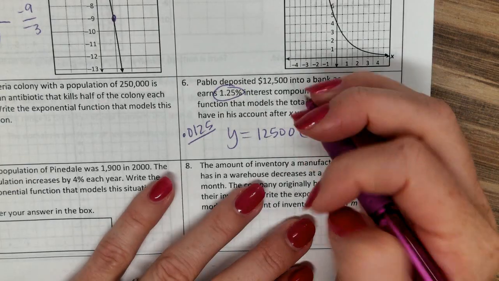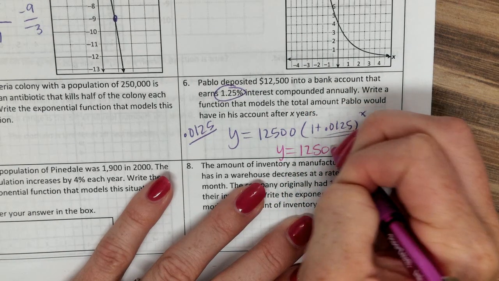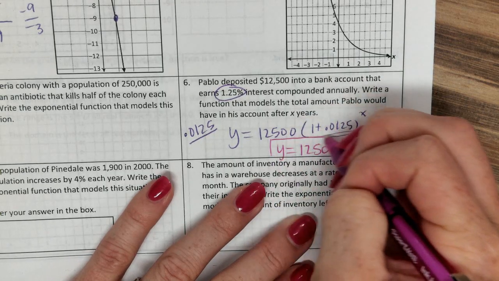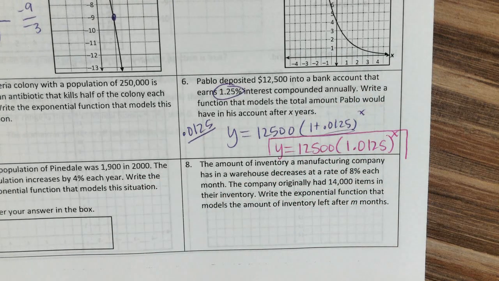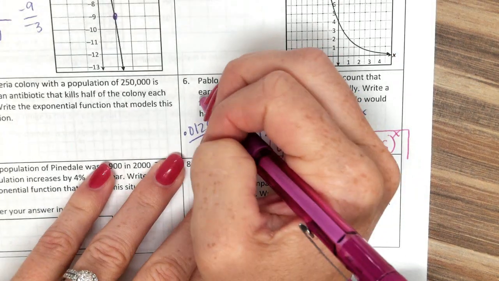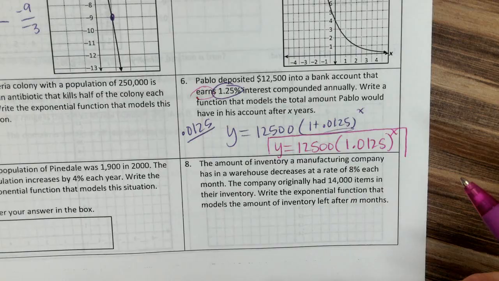So my final answer is y equals 12,500 times 1.0125 to the x power. Do y'all understand why we added in that one? Even though it did not say increases, I had to know that it was going to increase because he is depositing his money. Oh, it does say earns. He earns. So that would help you know it's going to increase.